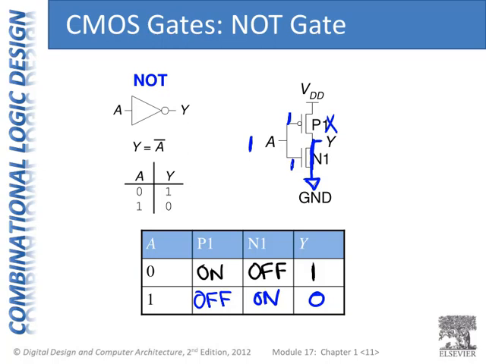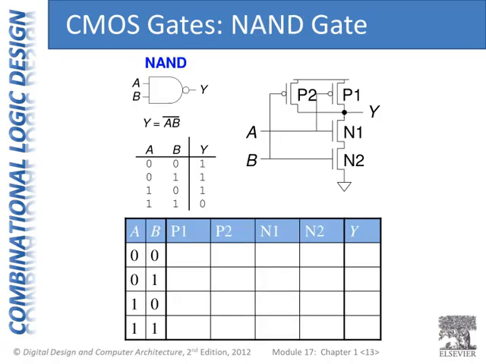So, as expected, when A is 0, Y is 1. When A is 1, Y is 0. And we have effectively created an inverter using transistors. We can also build more complex gates using PMOS and NMOS transistors. Here's an example of a NAND gate.